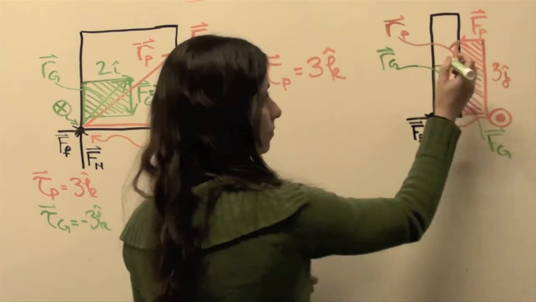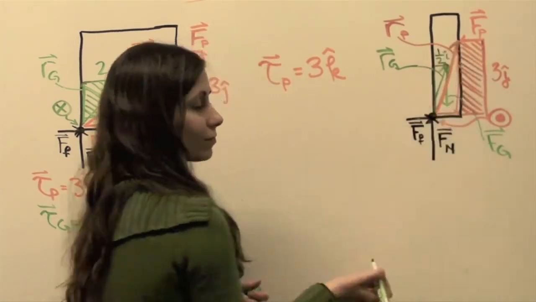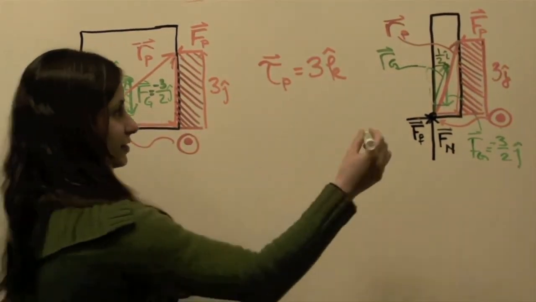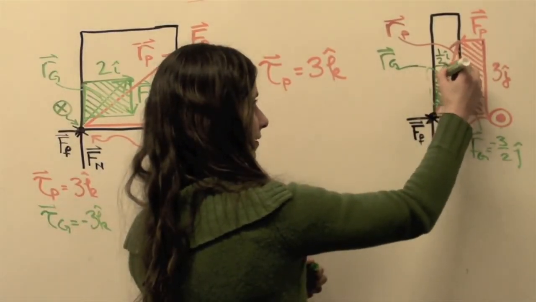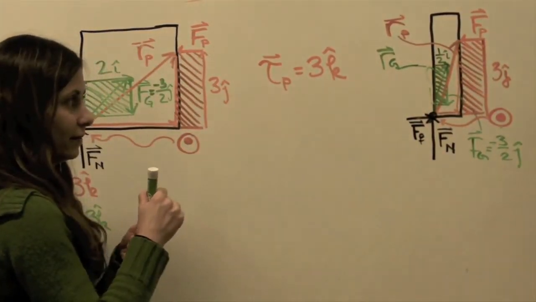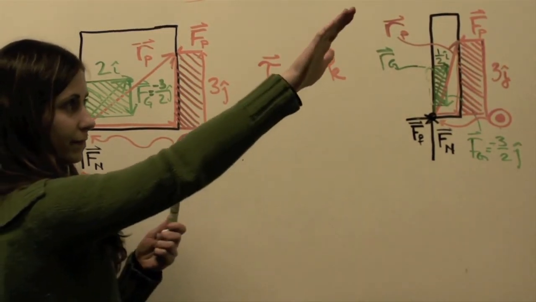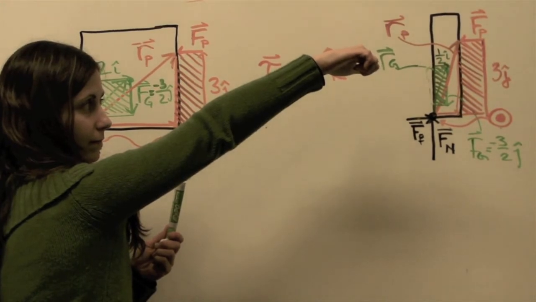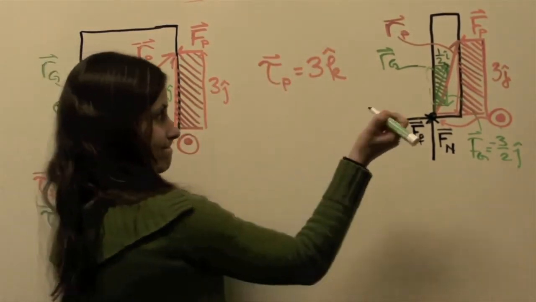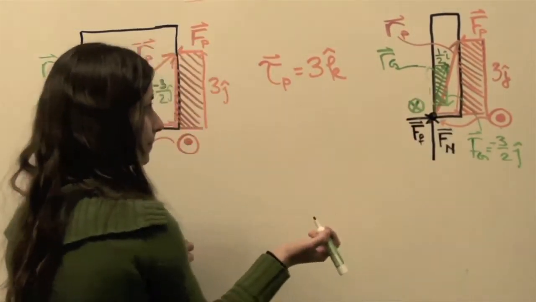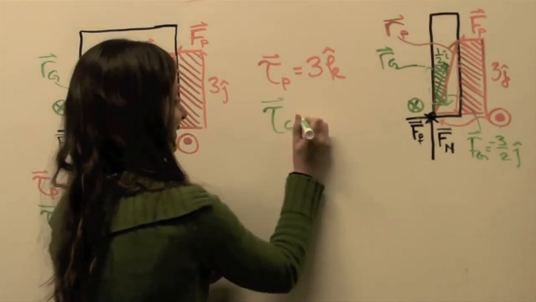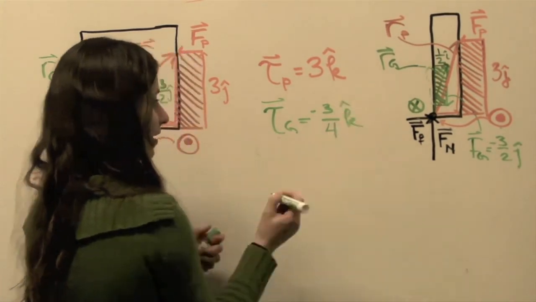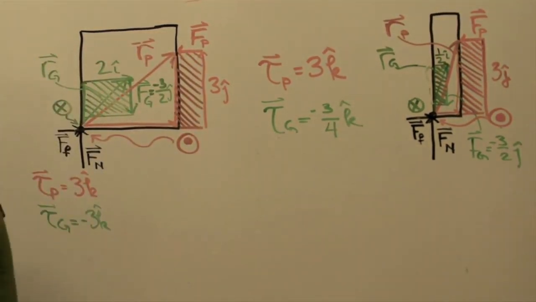The magnitude of the torque due to gravity at the pivot point is found by the area of the rectangle formed by the force vector and the x component of the r vector. The direction is found using the right-hand rule, pointing our fingers along r and curling around F. In other words, into the board, or negative k. So the torque due to gravity is 1/2 times 3/2, or 3/4, pointing in the negative k direction.